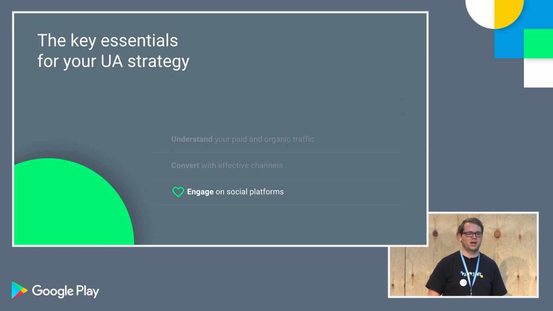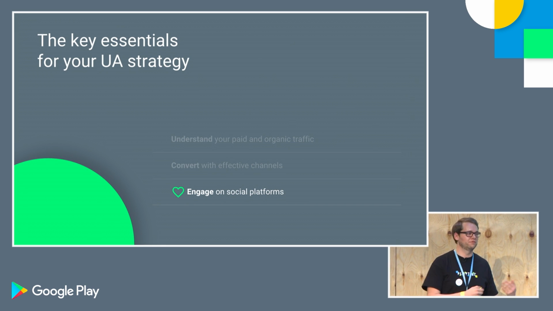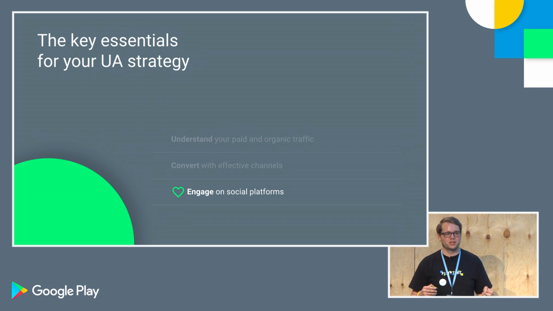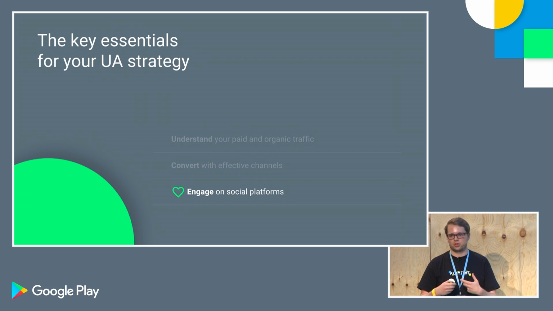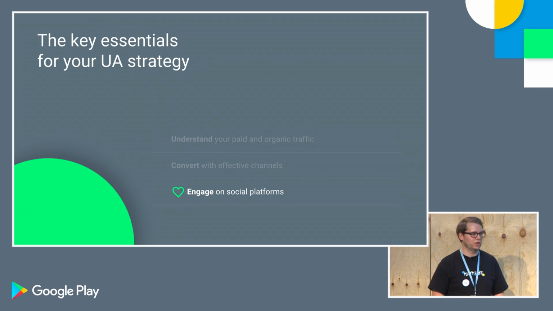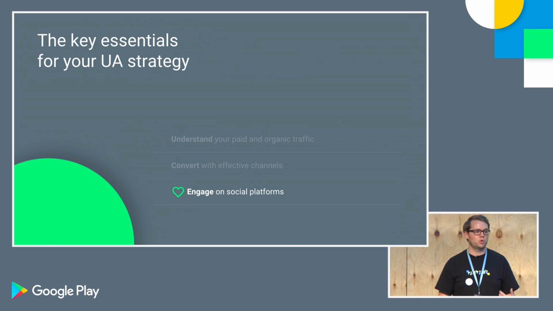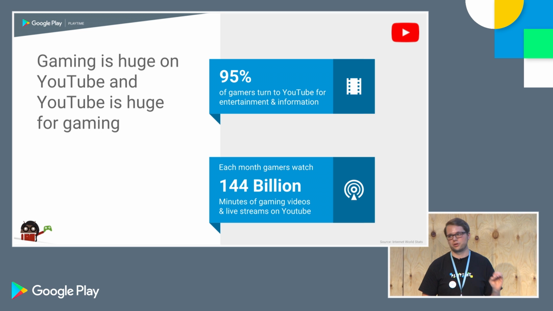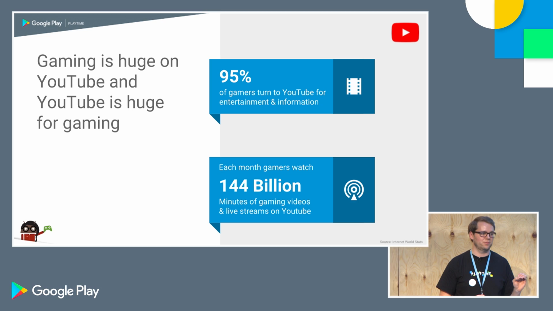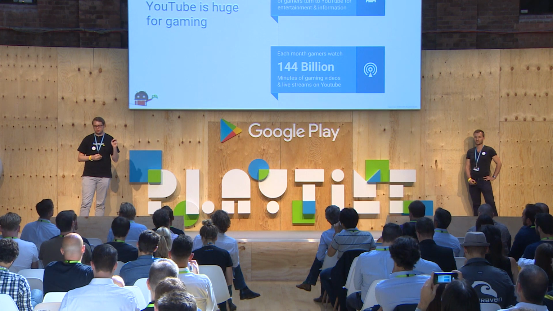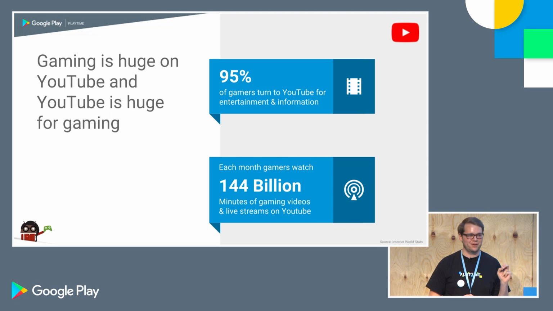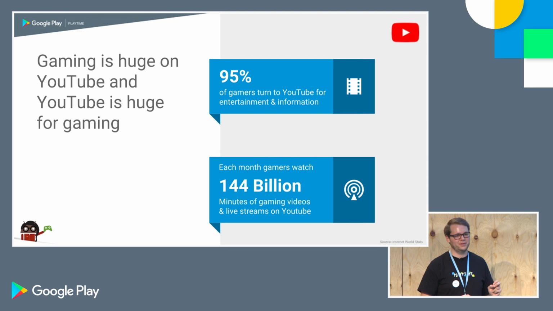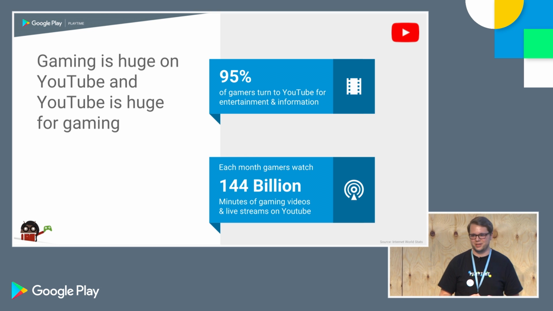So now we talked about understanding your paid and organic traffic, and converting these guys with effective channels. But the players, if they're not playing your game, they're on social platforms. They are talking about your game. They're watching videos about your game. And the number 1 social platform for games is YouTube. 95% of all gamers turn to YouTube for information and entertainment. Gamers watch 144 billion minutes every month on YouTube for live videos, recorded videos, and streams. So actually, somebody calculated that number.